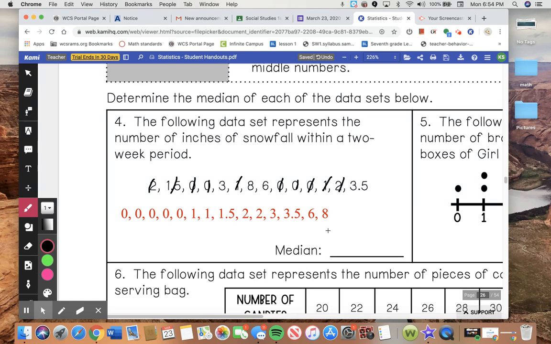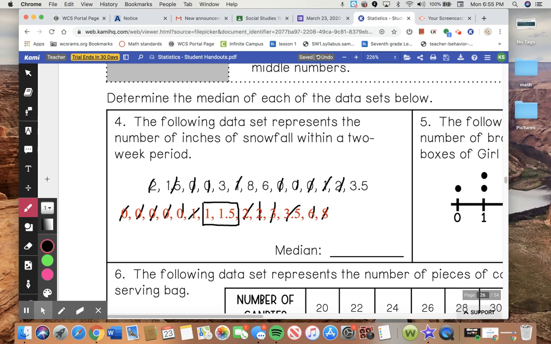Now that they're in order, I have to find the middle number. To do that, I'm going to cross off the 2 and 1s, so 0 and 8. I'm going to go ahead and do the next two: 0 and 6, 0 and 3.5, 0 and 3, 0 and 2, 1 and 2. I'm left with 2 numbers in the middle, which it did say that could happen at the top. So I'm left with 1 and 1.5.